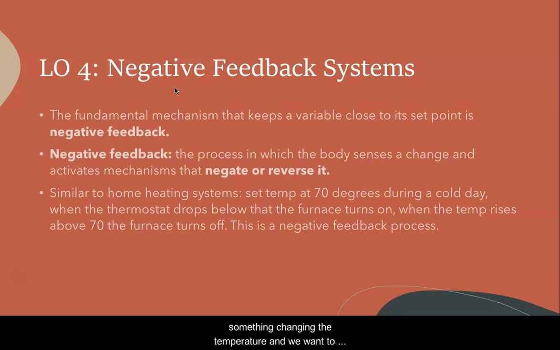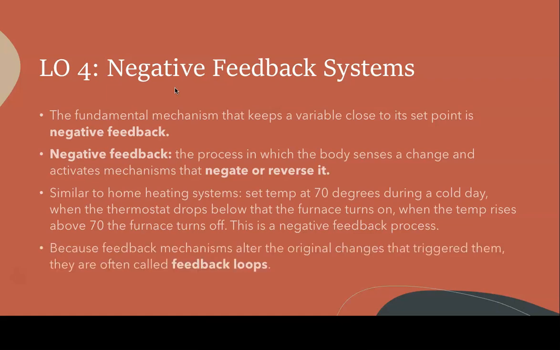We've seen something changing, the temperature, and we want to negate that change, so we turn on the furnace, and once it rises past 70, we turn it off. So the temperature of your house will be fluctuating a little higher, a little lower than 70 the entire day, but it'll average out to about 70 degrees. Because feedback mechanisms alter the original changes that triggered them, they often are called feedback loops. It'll go a little higher than 70, a little lower, but then it'll just loop back and forth.